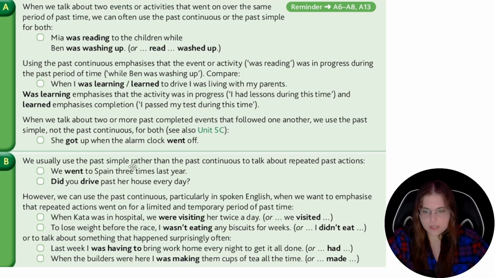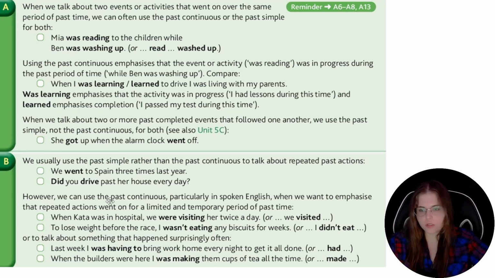We usually use the past simple rather than the past continuous to talk about repeated past actions. We went to Spain 3 times last year. First of all, it was last year. Also, I don't mean the period of these travels. I mean just the fact that we were in Spain 3 times. We went to Spain 3 times. Did you drive past your house every day? Every day, of course, yeah, in the past, but every day. Repeated past action, we use past simple here.